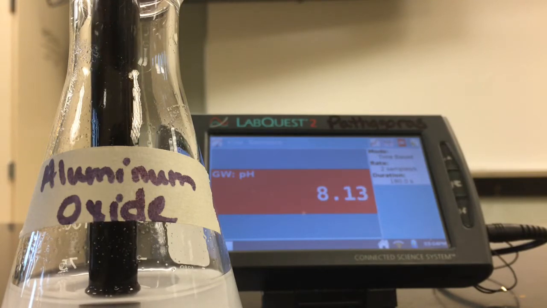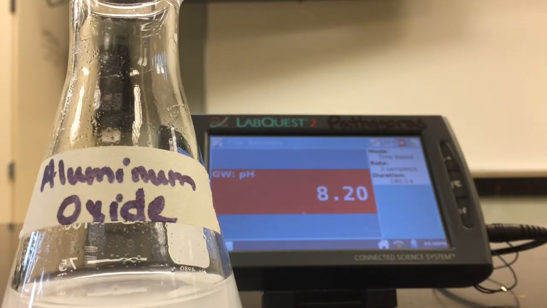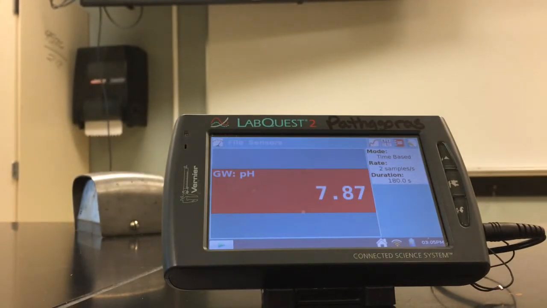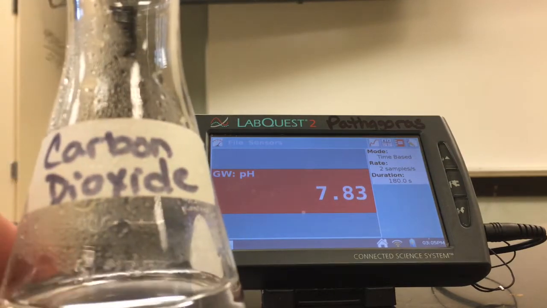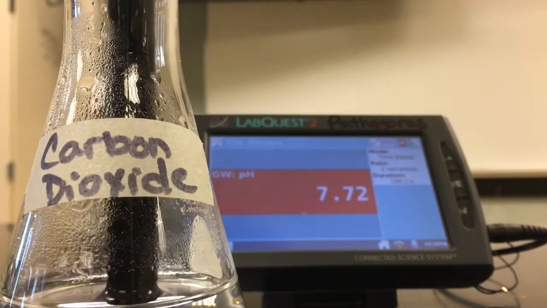Now, a pH of higher than 7 is basic. A pH of less than 7 is acidic. Okay? So, acids have low pHs, and bases have high pHs. So, here's carbon.